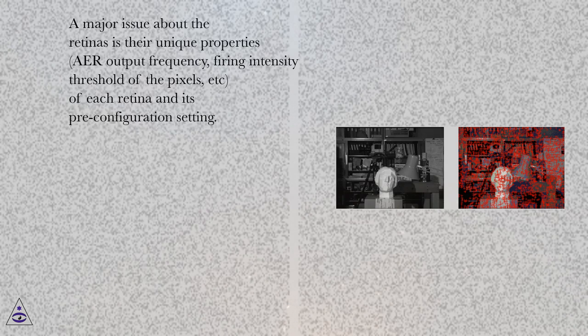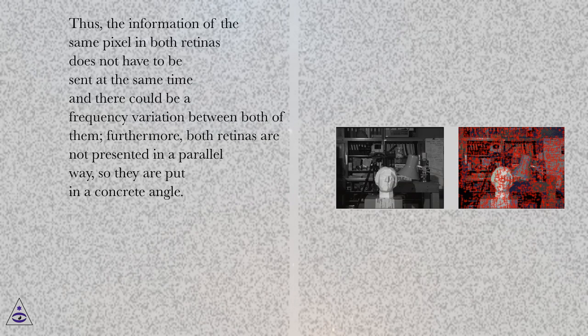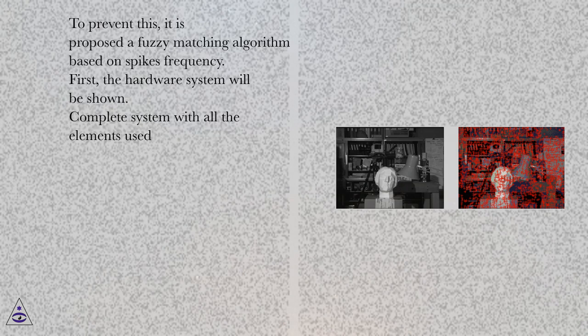A major issue about the retinas is their unique properties: AER output frequency, firing intensity threshold of the pixels, etc., of each retina and its pre-configuration setting. Thus, the information of the same pixel in both retinas does not have to be sent at the same time and there could be a frequency variation between both of them. Furthermore, both retinas are not placed in a parallel way, but are put at a concrete angle. To prevent this, a fuzzy matching algorithm based on spikes frequency is proposed.